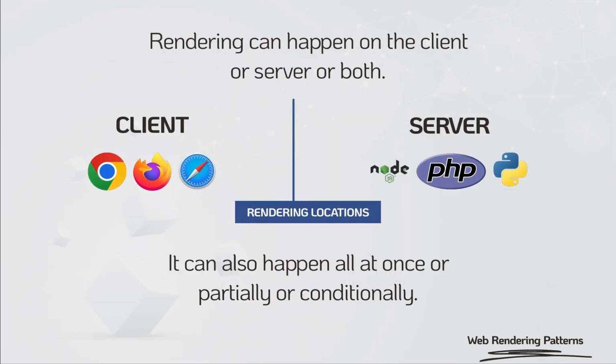Now, one thing I would like to note is rendering can happen either on the client or on the server or both. So, for example, when visiting a web page using a client like your web browser, maybe Chrome, Firefox, or other that you're using to watch this particular video, the core process of rendering the web page can depend mainly on the client, on your browser, or on the server. And another thing to note is that it can happen all at once or partially or conditionally. And the mixture of all of these conditions is basically what gave rise to all of the rendering patterns that we have.